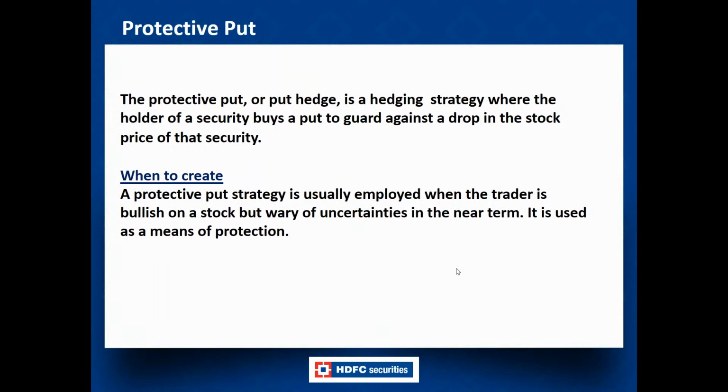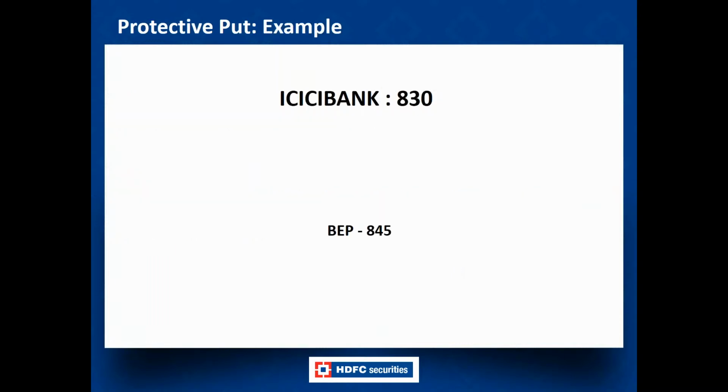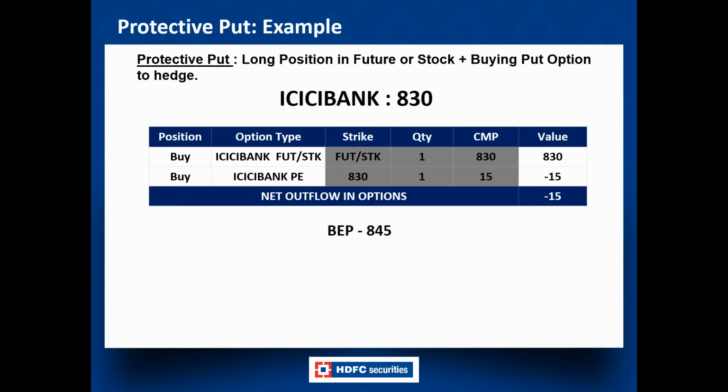Now, when to create this strategy? A protective put strategy is usually employed when the trader is bullish on a stock but wary of uncertainties in the near term. It is used as a means of protection. So let us understand with an example. Suppose you have a bullish view on ICICI Bank, but also simultaneously you are wary of uncertainties which will happen in the market. If in case there will be, then ICICI Bank will take a beating and it will show some kind of a negative movement. And thereby, if you are holding a future or stock, that will lose you a lot. But simultaneously, if you safeguard your position by buying a put option, your loss will be restricted.